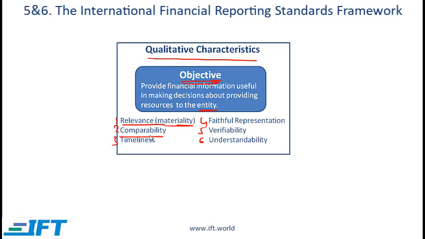According to the framework, the information must be comparable. Comparability allows users to identify and understand similarities and differences of items. Information presented in a consistent manner over time and across entities enables users to make comparisons more easily than information with variations in how similar economic phenomena are represented. Timeliness is obvious. Information needs to be presented in a timely manner.